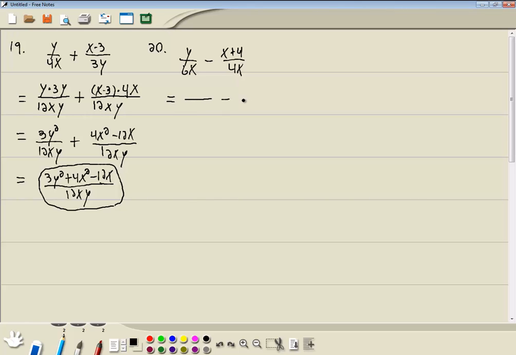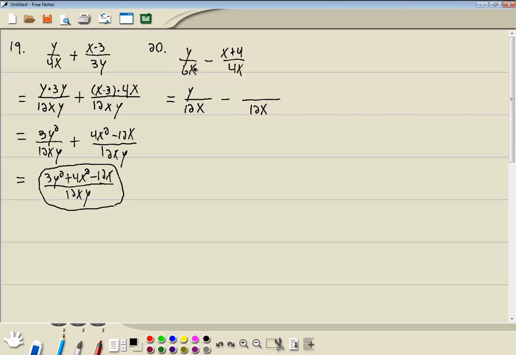Well, let's get our common denominator first. I look at the numbers, 6 and 4. I'm thinking, what would be my least common denominator of 6 and 4? Well, it'd be 12. Now, we're looking for the greatest number of x's in a single denominator. There's 1 here, there's 1 here, so the greatest number of x's is 1. So our least common denominator would be 12x.